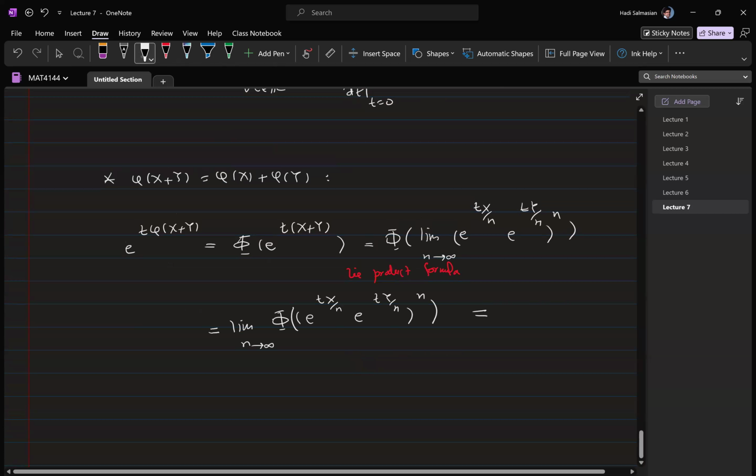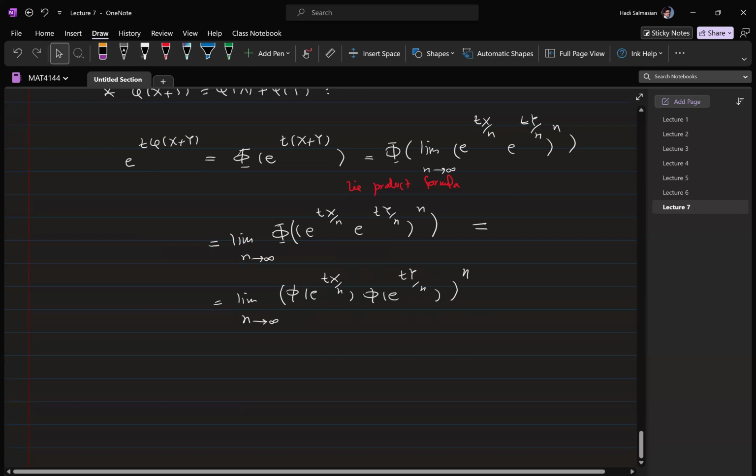So now I can break this into phi of each part, right? I can write it as the limit as n goes to infinity of phi of e to the tx over n, phi of e to the ty over n, to the power n, because phi is a homomorphism.